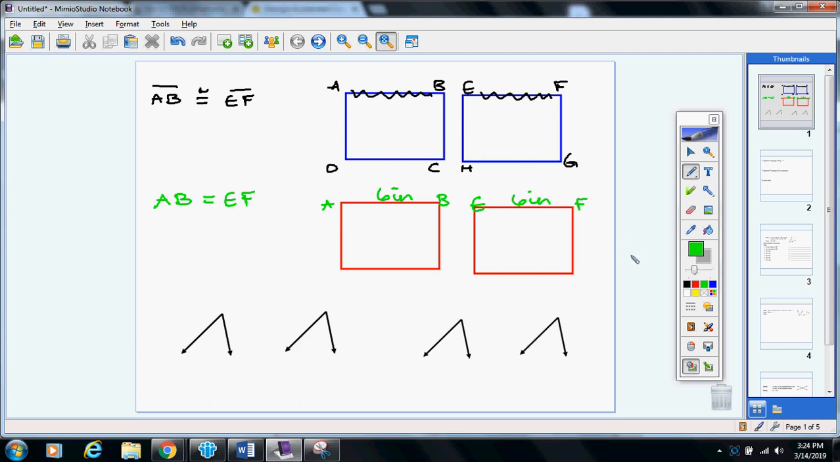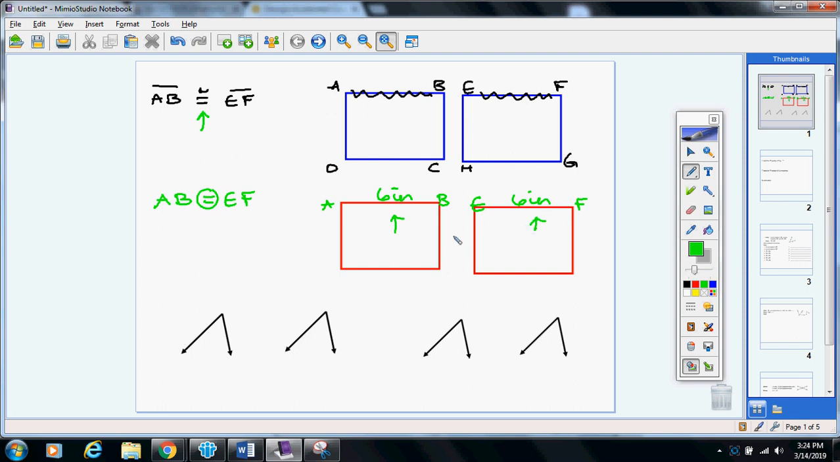Notice that there is no line segment symbol above them, and notice that I've got an equal sign between them. So the difference is when you see the congruent sign, you have line segment symbols above the letters, and there's no number attached. When you see an equal sign, that means that we know what the actual length is. Okay? So that's the first thing.